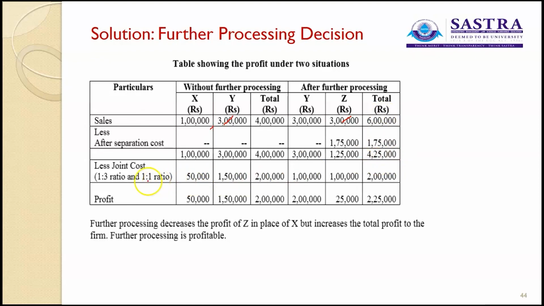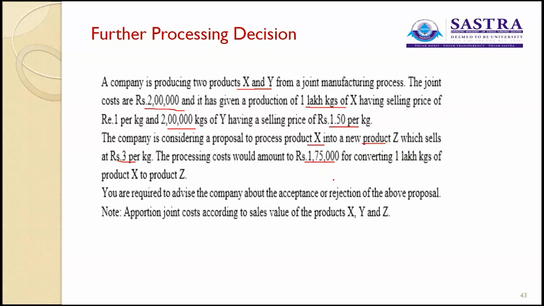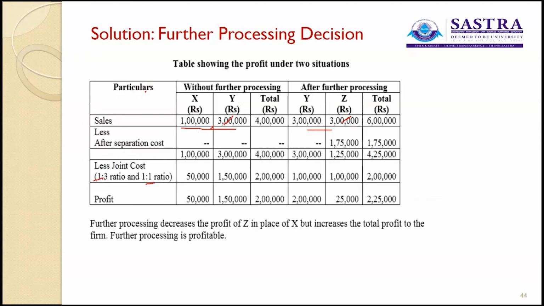Then the joint cost is divided in the sales ratio. It is 1:3 here, so 2 lakh is divided in 1:3. Now after processing it is 3:3, that is 1:1. So 2 lakh rupees is the joint cost. See here the first line: we have a joint cost of 2 lakh rupees, and we are dividing this joint cost in the sales ratio. This is 1:3, and this is 3:3, that is 1:1. So 50,000 and 1,50,000, and again 1 lakh and 1 lakh. So this 2 lakh rupees is divided like this.